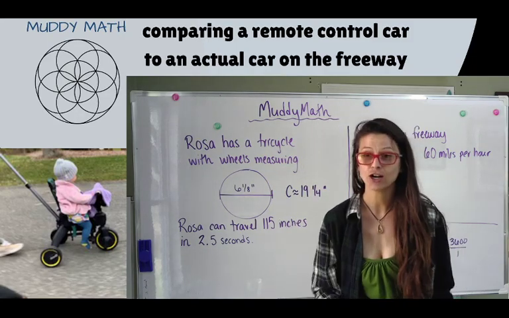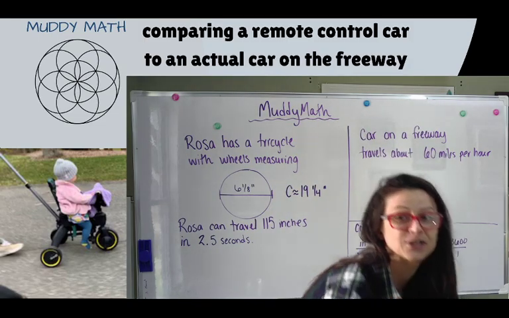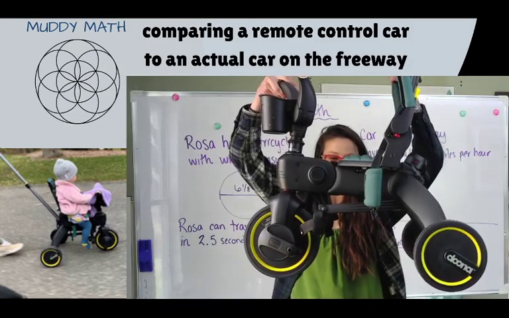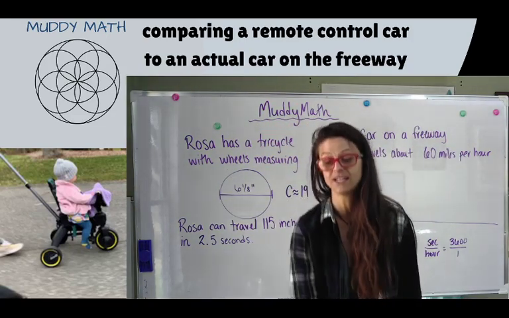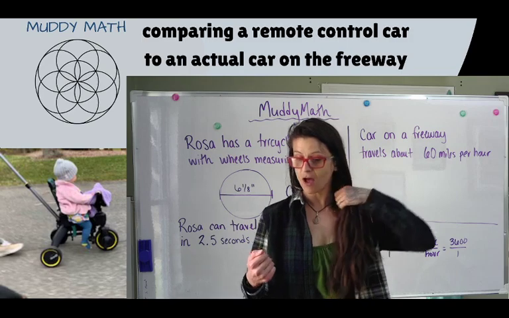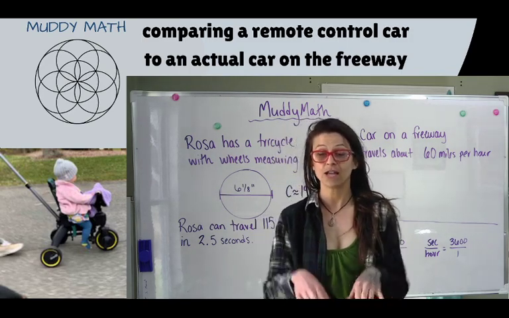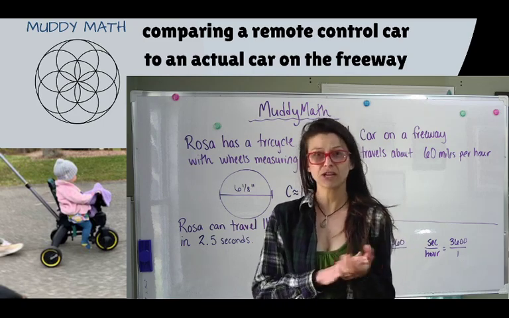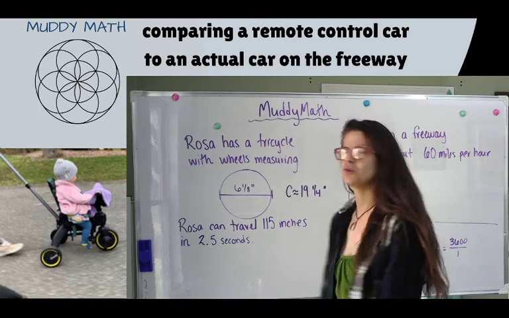So my daughter, you can see her in the corner of your screen riding her tricycle. Okay, this is her tricycle. And she loves this tricycle. We push her around in it, and soon she'll be able to pedal herself. But right now, when we put her in it, we can let her go down the driveway, and she's pretty fast. So she can travel about 115 inches in 2.5 seconds.